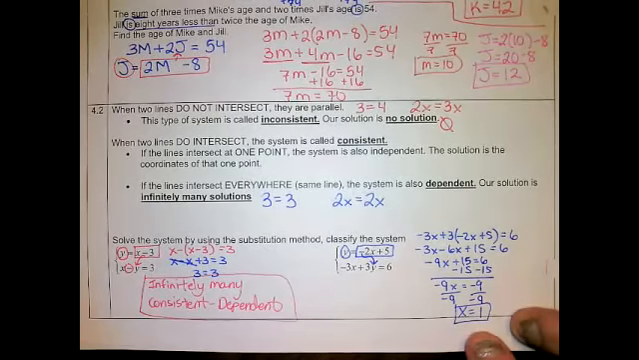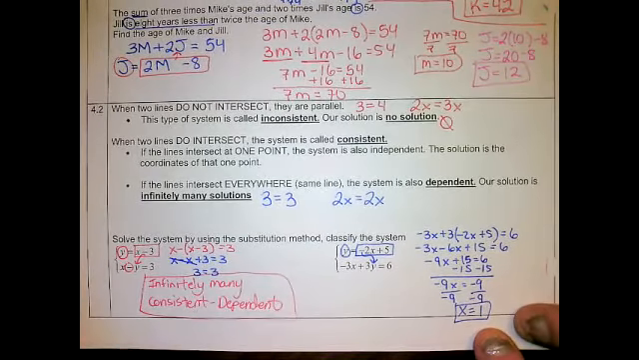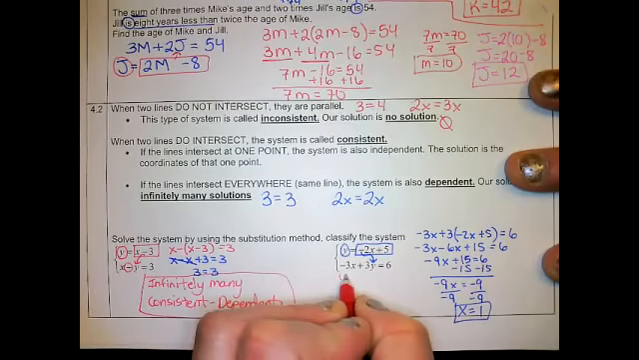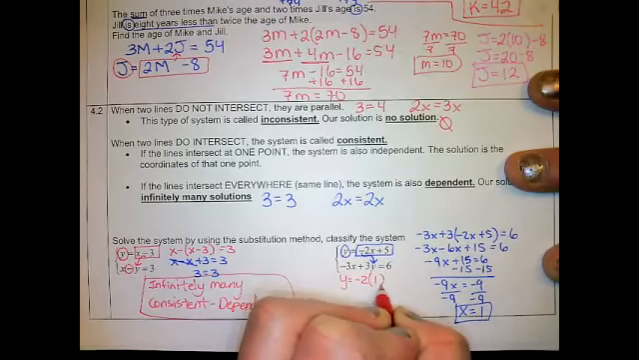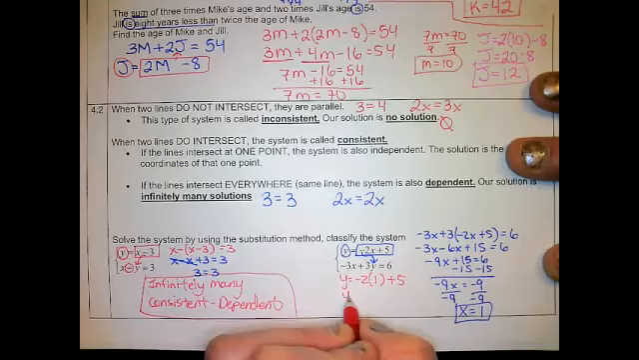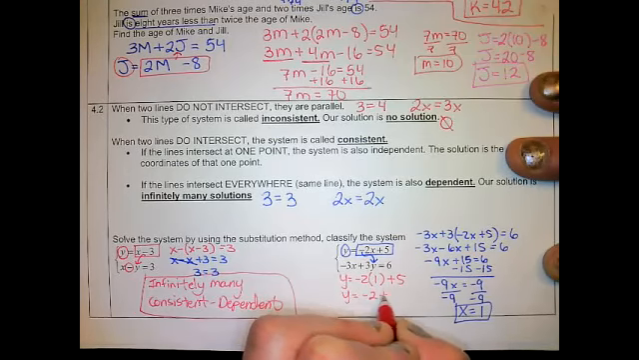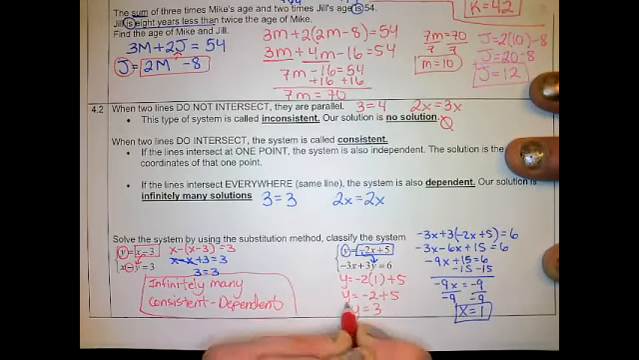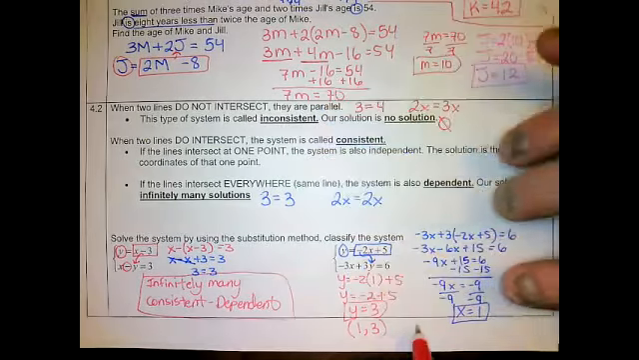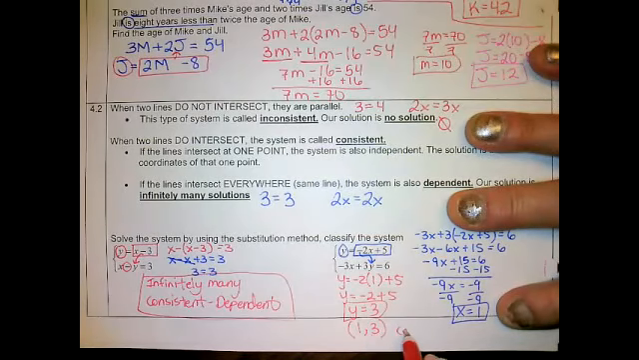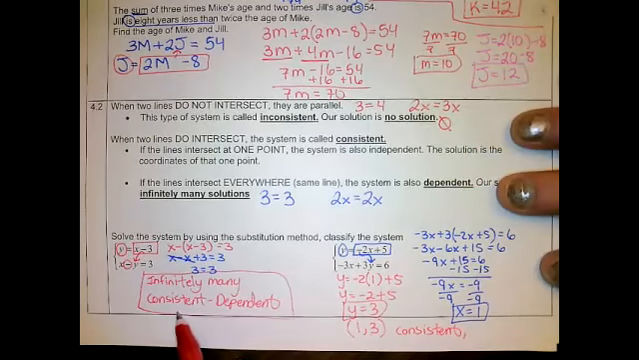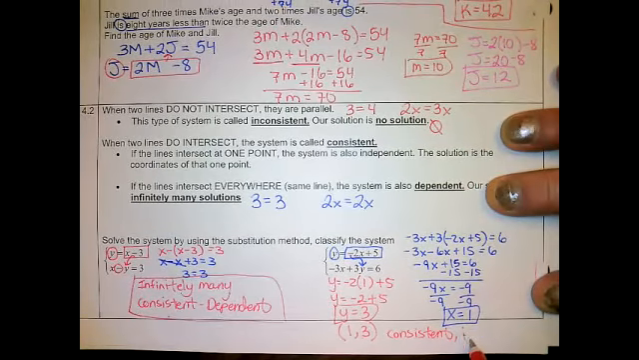Okay, so because I got x equals only one number, I know it's going to have one solution. So now I can plug this x back in to find out what my solution is. So y equals negative 2 times 1 is negative 2 plus 5. So y equals 3. So my solution is 1, 3. And since it had at least one solution, it's consistent. Because it did not have infinitely many, it's independent.